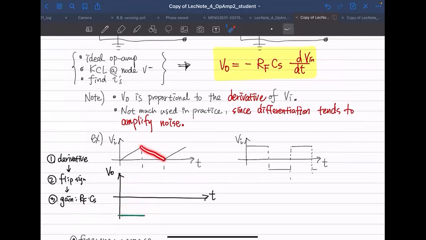What about this part? It's a negative ramp, right? So it should be a negative constant. You flip that over, it now becomes a positive constant. And from there, you multiply some gain. So maybe it's going up like this. Same thing down here.